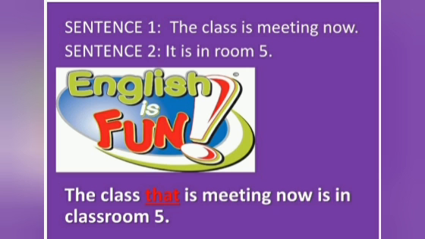Take the other example. "The class is meeting now." "It is in room 5." Here also, both sentences are indicating the same noun, that is, the class. So we can again combine the two thoughts into one: "The class that is meeting now is in classroom 5." Isn't it? Now you can see that in both sentences two words have been used to combine the thoughts, that is, who and that.